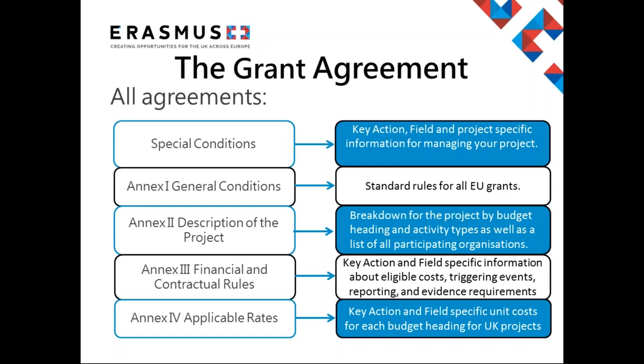Article 1.11 explains your responsibilities for ensuring that any materials you produce for your project can be easily identified as being funded through the Erasmus Plus programme. In particular, this means you should make sure any materials include the name of the EU in full, the EU flag, and the name of Erasmus Plus programme. You should also add a disclaimer if this is appropriate for the material.